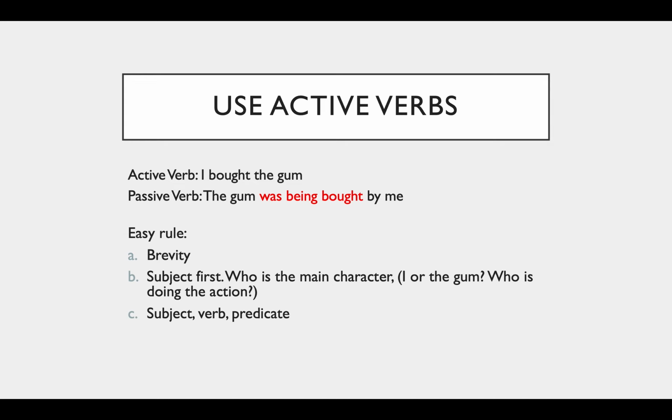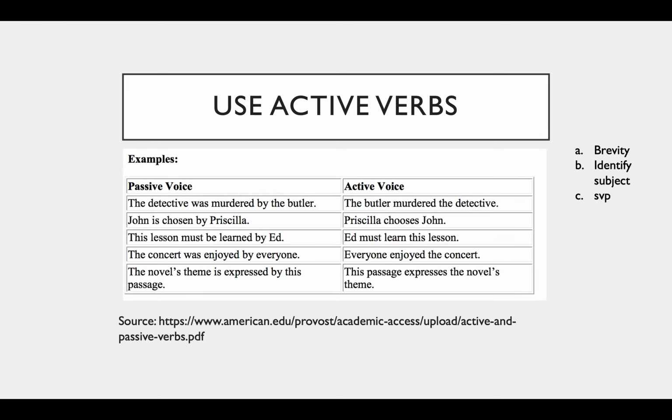And in terms of sentence structure, you want to sort of underscore the subject, I, the verb, bought, and then the predicate, the gum. Subject, verb, predicate, SVP. And when you do that, you'll find more often than not that your sentences naturally follow an active verb sense. So here are some examples.